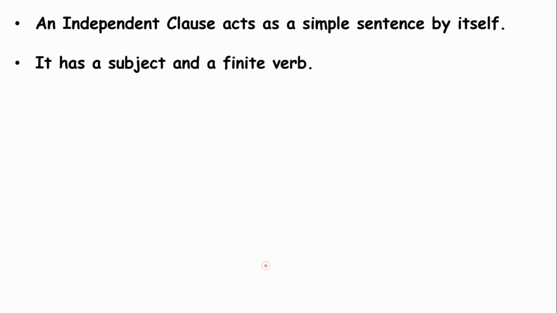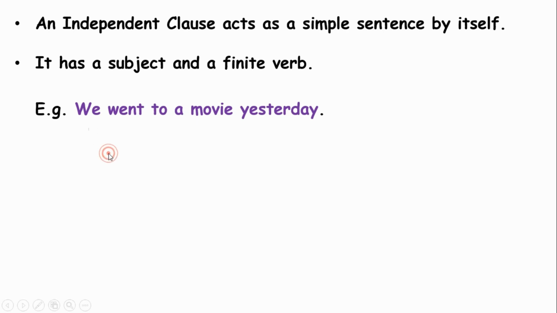An independent clause acts as a simple sentence by itself. Structurally it acts as a simple sentence by itself. A simple sentence has only a subject and a finite verb. That's it. In that way an independent clause acts as a simple sentence. It has a subject and a finite verb. Example: we went to a movie yesterday. Here, we is the subject, went is the finite verb. We went to a movie yesterday. Very simple to understand.